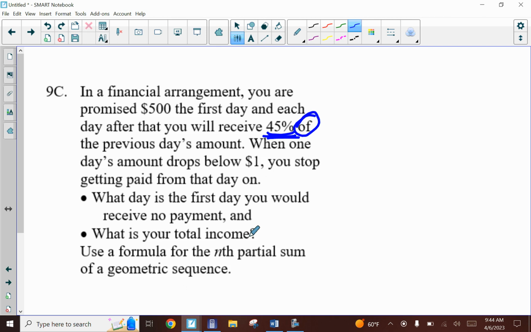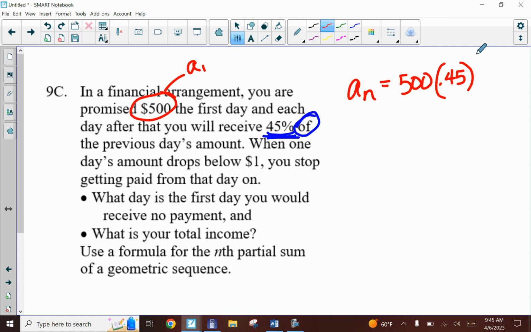Okay, so first we have to come up with a formula. So we've already established it's going to be geometric. So I'm going to write a sub n equals. In order to do a geometric, I have to find the first term. $500 is the first day, so that's your a sub 1. So I put a 500 here. And then our rate is going to be 45%. Now 45% has to be written as a decimal, so it'd be 0.45. And then we would have our n minus 1 right here.